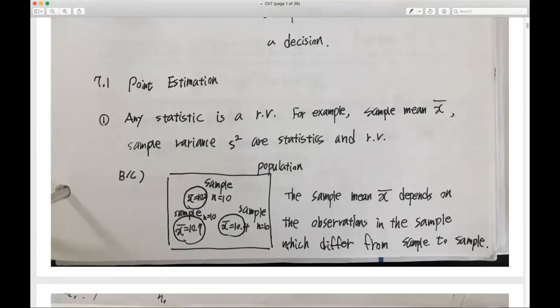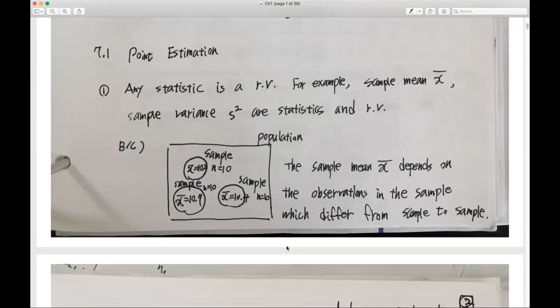Okay. So 7.1, point estimation. Any statistic is a random variable. So what's a statistic? The parameters computed from a sample are called statistics. Sample mean, sample variance, sample standard deviation: these are statistics, and a statistic is a random variable. So why is a statistic a random variable? Look at this.